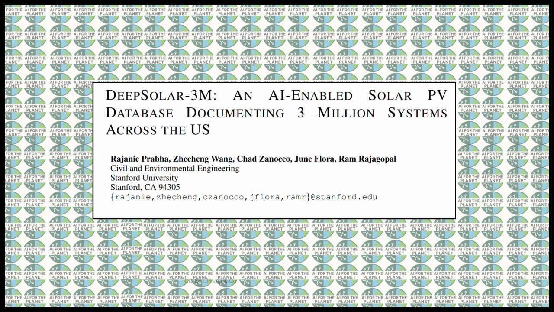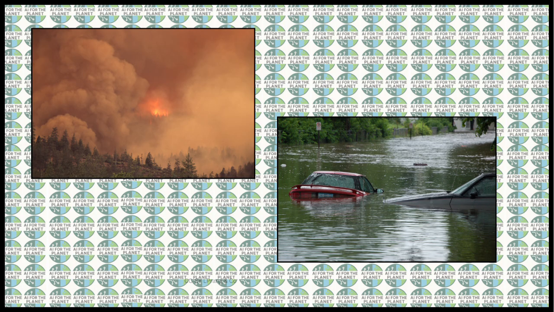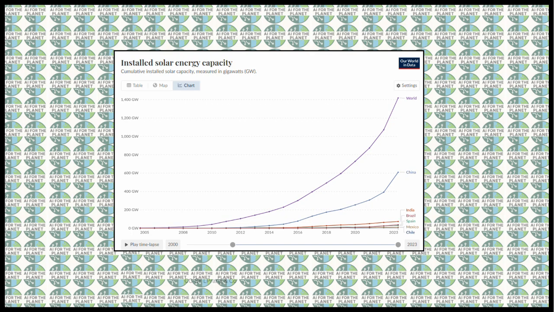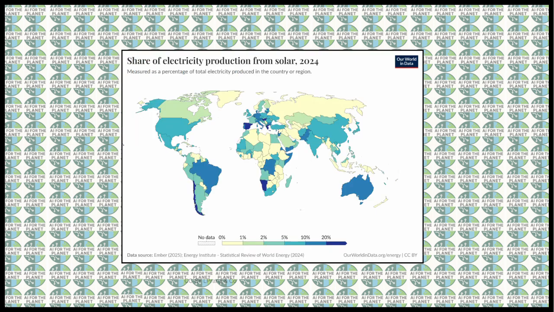I'm Grace Lindsay. Today we're reading Deep Solar 3M, an AI-enabled solar PV database documenting 3 million systems across the US. Let's get started. It's a well-known fact that in order to stave off the worst effects of climate change, the world needs to switch entirely to low-emission sources of energy. Solar power is a great example. It's a cheap and abundant resource, and its use has been rising across the globe. It's responsible for up to 30% of the energy supply in some countries.